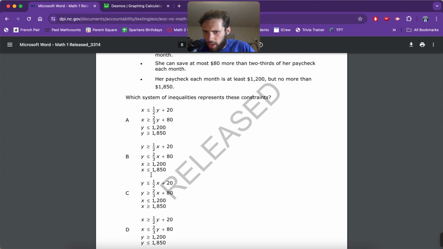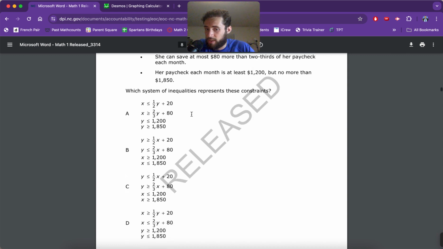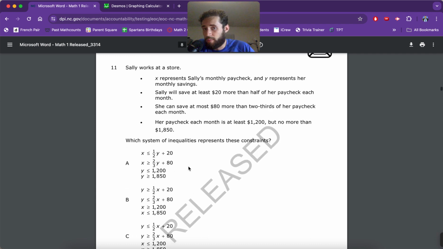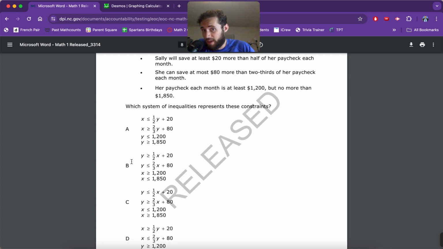So this one could work. This one doesn't work because it's less than or equal to. They're trying to get you with that trick I said: at least means greater than or equal to. And then here again, they switch the X and the Y. With these word problem ones, if you make sure you get the first thing right, you might be able to eliminate all the other options. So we already know it's going to be B, because that's the only one that has the first part right.